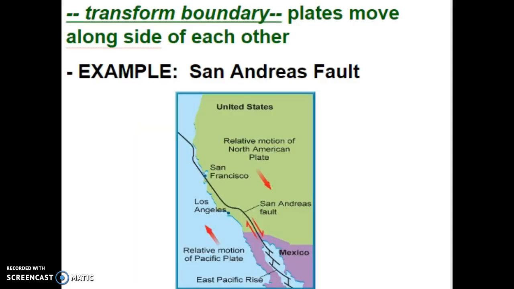Transform boundaries. Some plates aren't pulling apart or jamming into each other. Some of them are scraping along side by side, and that's a transform boundary. A great example of that is the famous San Andreas Fault in California. Part of California is on the Pacific Plate, and the rest of the United States and part of California is on the North American Plate. That constant grinding side by side causes many earthquakes along that area.